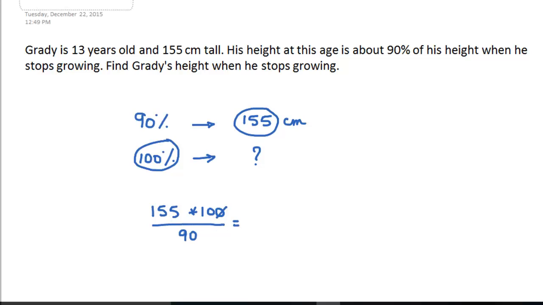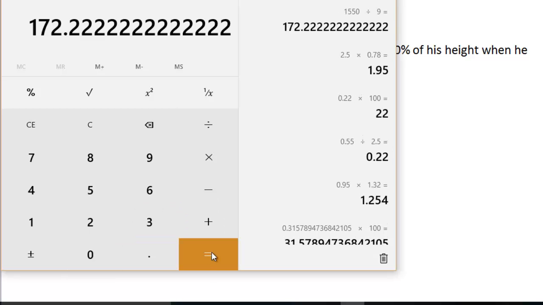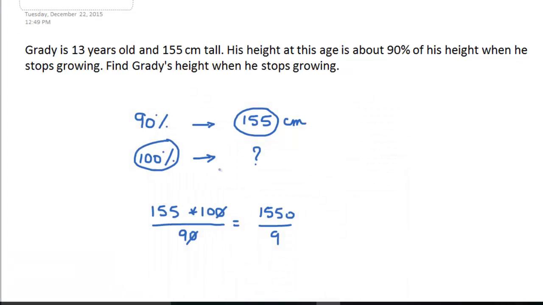Now I can simplify the 0 with the other 0, and that means 1550 multiplied by 10, divided by 9. So 1550 divided by 9 equals 172.2. So that means this is the answer, 172.2, or I can round it to 172 to make it easier for myself, centimeters.